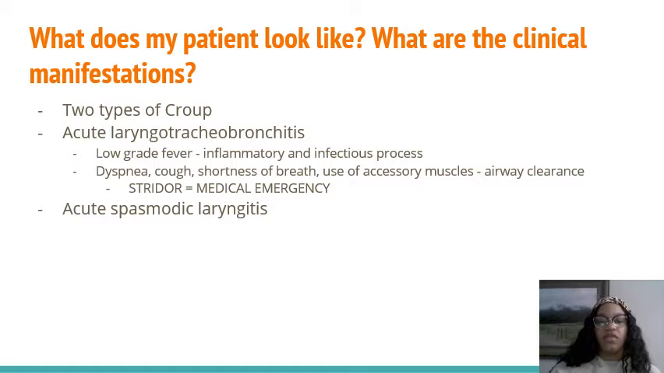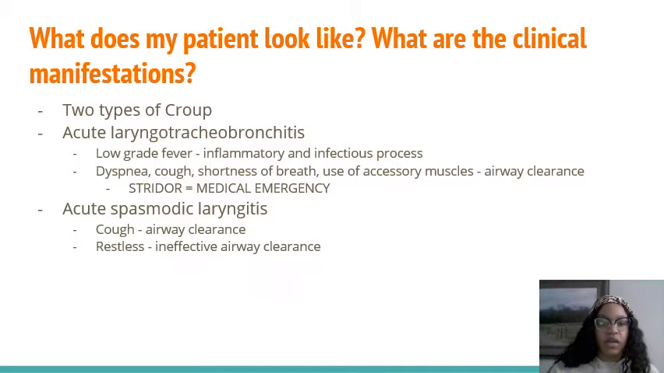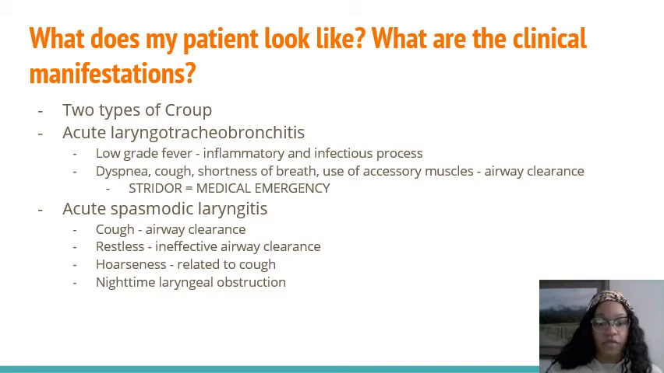Second type, acute spasmodic laryngitis. That presents with a cough. Of course, if their airway is obstructed in some way, it's a response to cough in order to maintain that airway clearance. The patient's going to appear restless. I believe they're also going to appear restless with any type of Croup. Especially children, they're not breathing, something's off, they're not going to be comfortable, especially anybody would. If they can't breathe, they're not going to appear fine, they're going to appear restless in some way. Hoarseness, again related to that cough, and nighttime laryngeal obstruction.